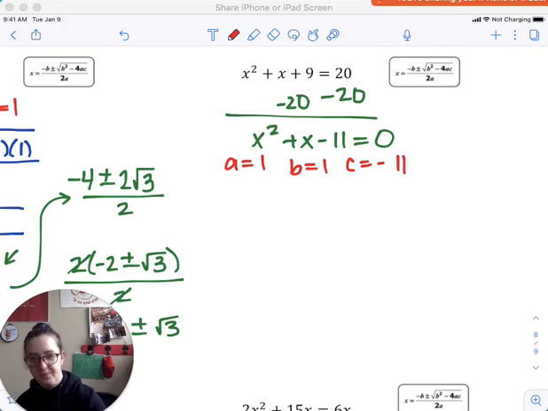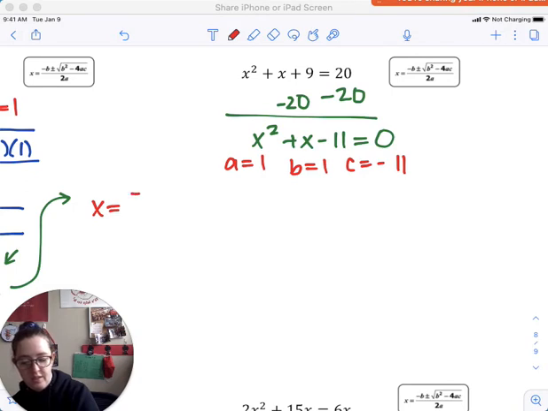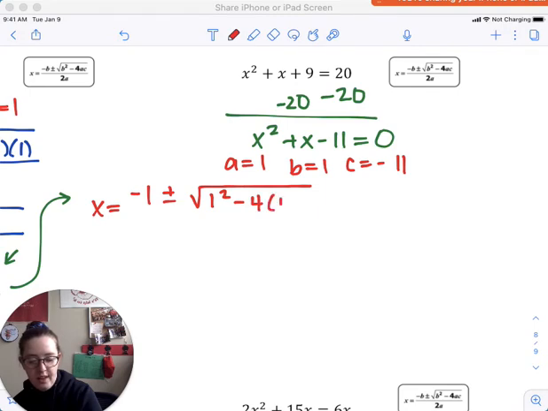There we go. I'm going to go ahead and erase my work from that last problem, so that way I have room. So x equals the opposite of b, so the opposite of 1 is negative 1, plus or minus the square root of b squared, so 1 squared minus 4ac, so 4 times 1 times negative 11, over 2 times a, or 2 times 1.